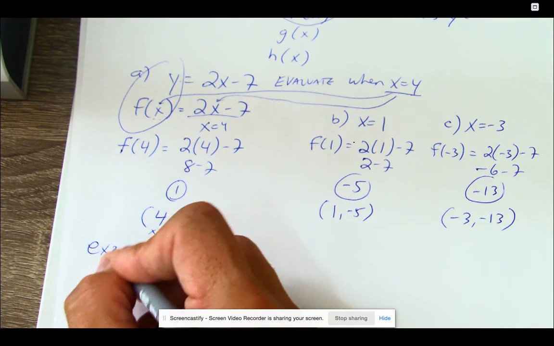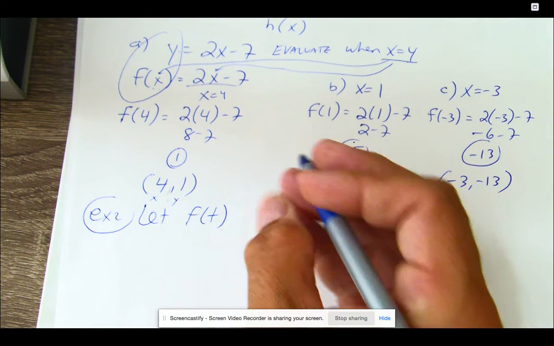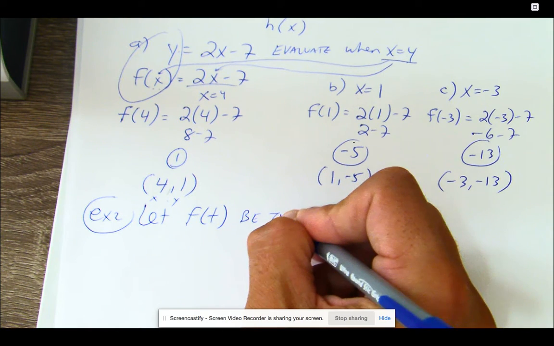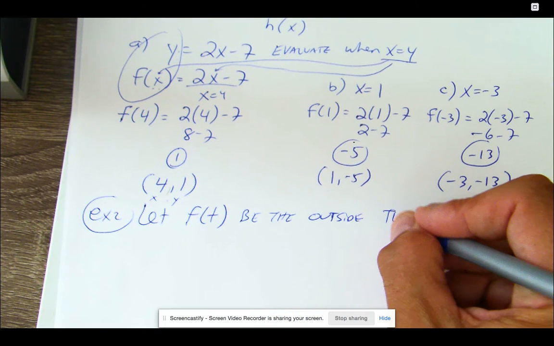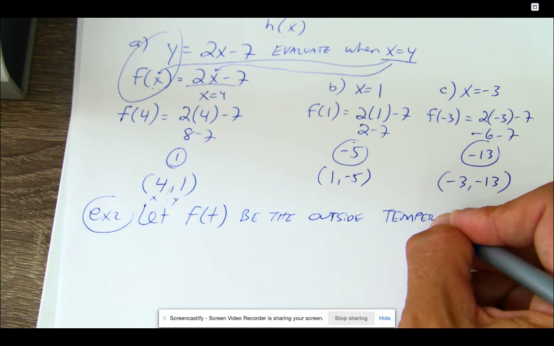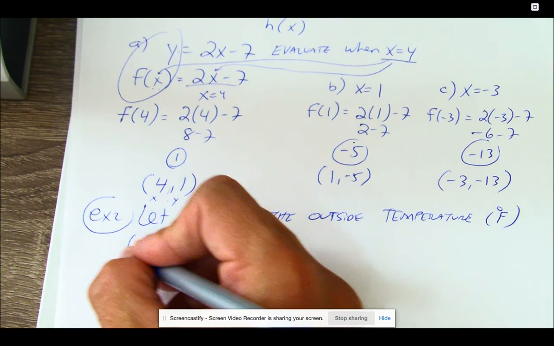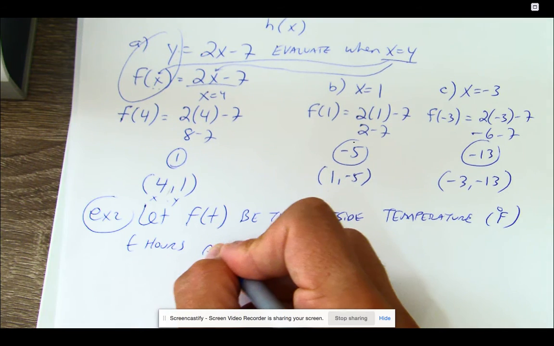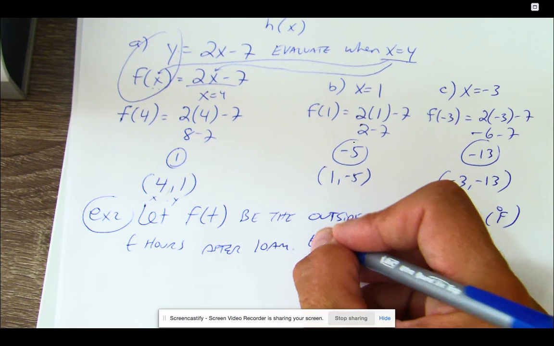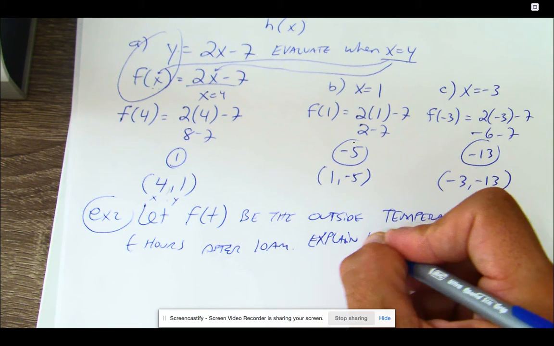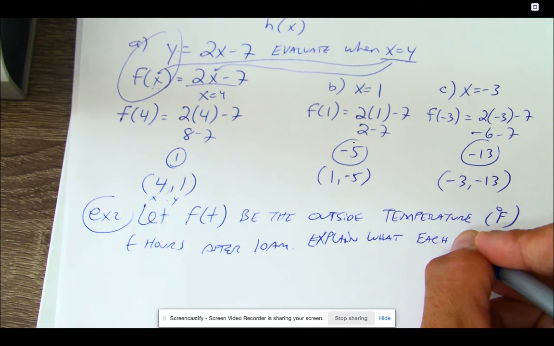Okay, so that was the first example. Here's the second example. Let f of t be the outside temperature in degrees Fahrenheit t hours after 10 a.m. Explain what each answer means.